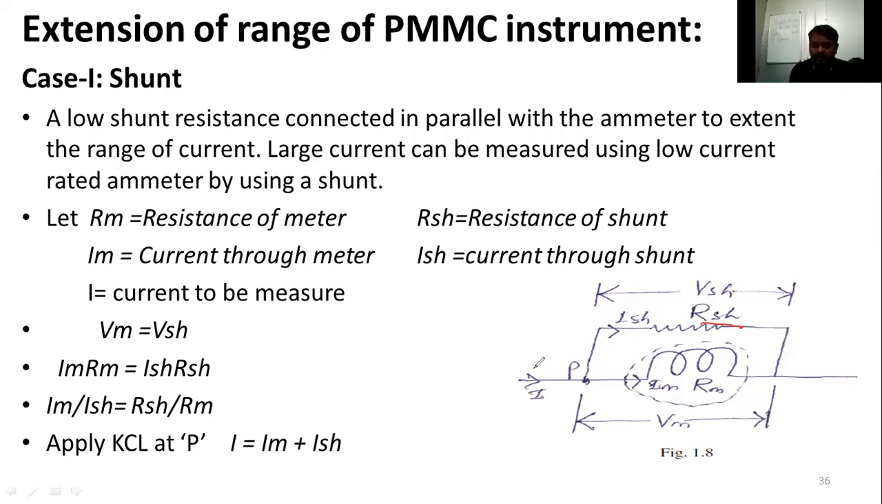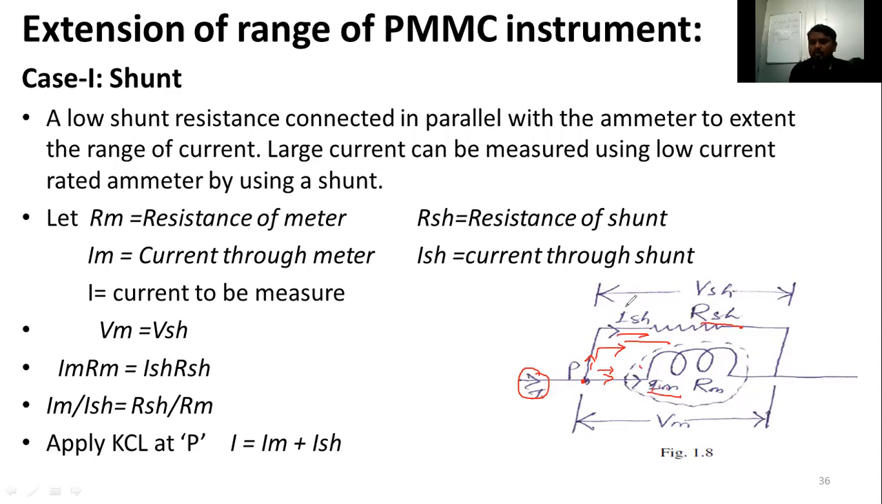The total current is I, entering here. At this junction, it will get two paths. Based on the values of resistance, some current will flow here, some current will flow here. If this one has a low value, then that much more current will flow here. Whether it is a high value or low value, the related current will split accordingly.